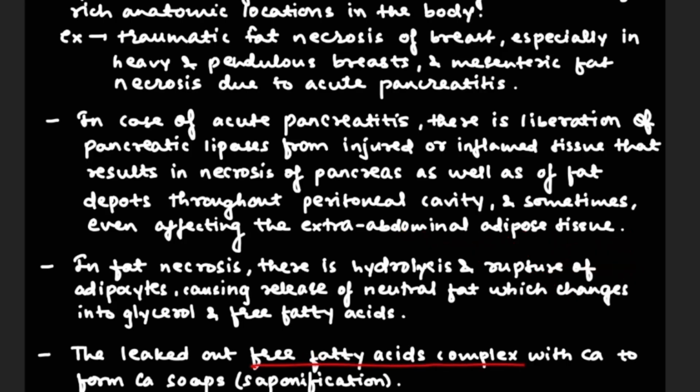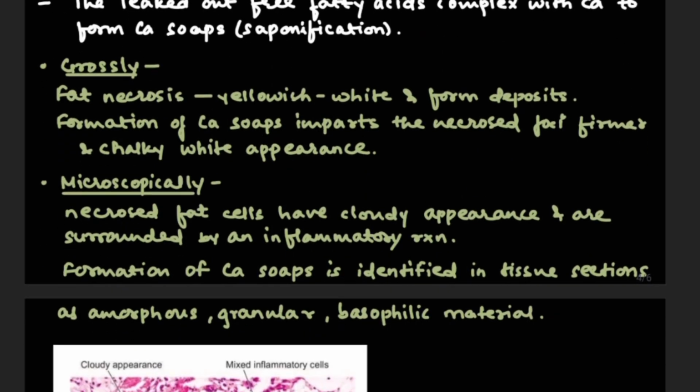The leaked out free fatty acid complexes with the calcium to form calcium soap. The free fatty acid which is leaked from this gets mixed with the calcium and it forms the calcium soaps, which process is known as saponification. Then here are some gross features. The fat necrosis is yellowish-white and forms deposits. Then the formation of the calcium soap makes the necrosed foci firmer and gives a chalky white appearance.